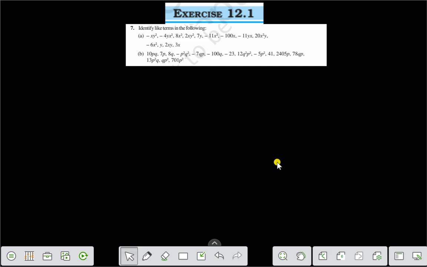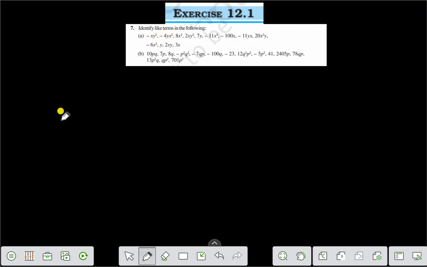Hello everyone. Today I shall discuss exercise 12.1 question number 7. Identify like terms in the following: minus xy square, minus 4yx square, 8x square, 2xy square, 7y, minus 11x square, minus 100x, minus 11yx, 20x square y, minus 6x square y, 2xy, 3x.